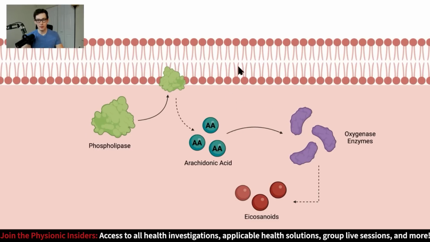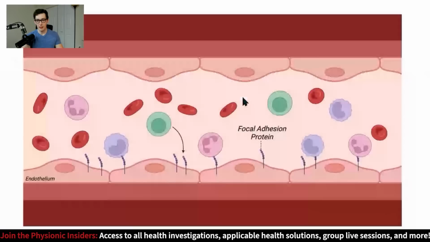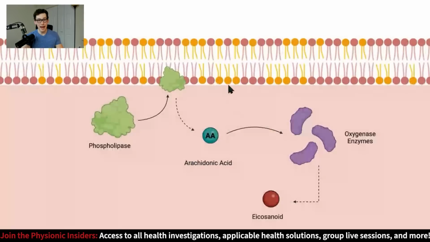Okay, so just note that here, based on the review, there's no DHA, no omega-3s found in the cell membrane. There's high levels of arachidonic acid. There's high levels of eicosanoids. Now we go back and look at the cell membrane. Ooh, there's a lot of omega-3s included in the cell membrane.